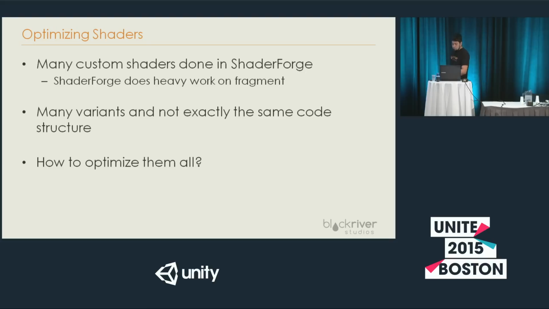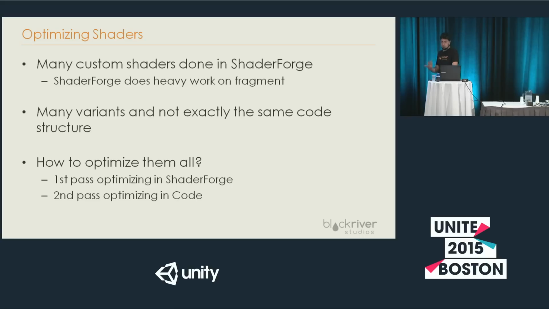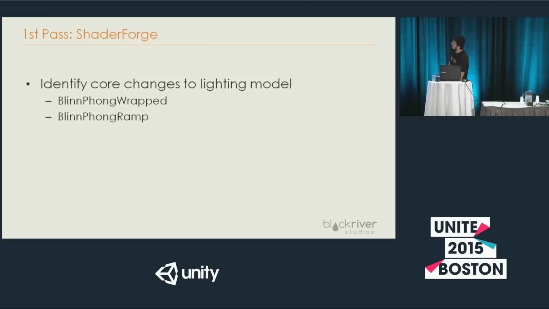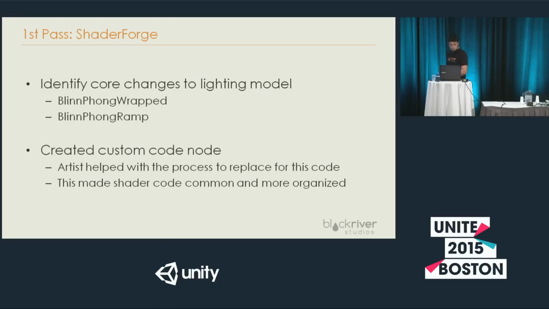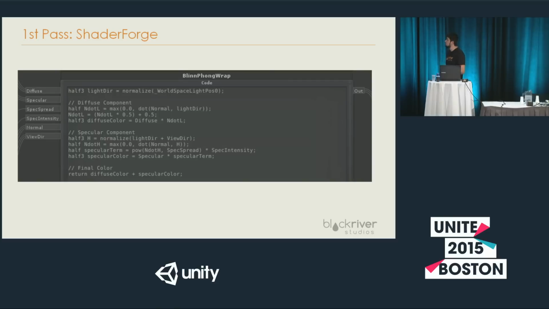So how to optimize them all? First, we did a pass on Shader Forge itself. And second, after the Shader Forge optimization, I did an optimization in code. I identified the core changes to the lighting model with the artist. For instance, they have Blinn-Phong wrapped, and Blinn-Phong with texture ramps to get the cartoonish effect. I created a custom node for those core shader techniques, and the artist helped me a lot with that. This made the shader code more common and more organized when I got to optimize it.